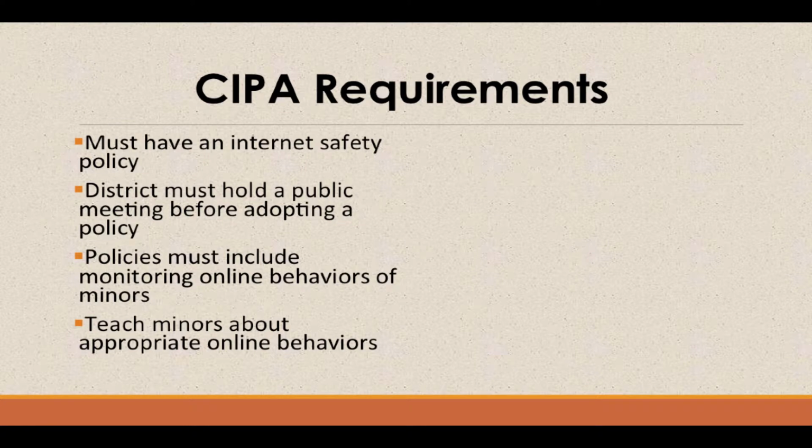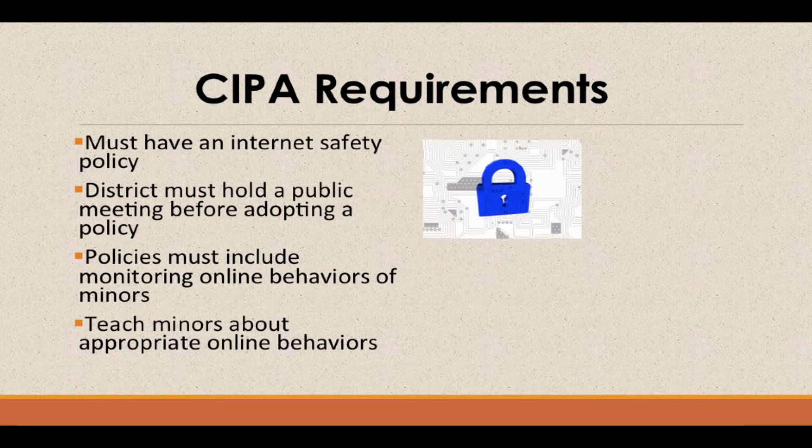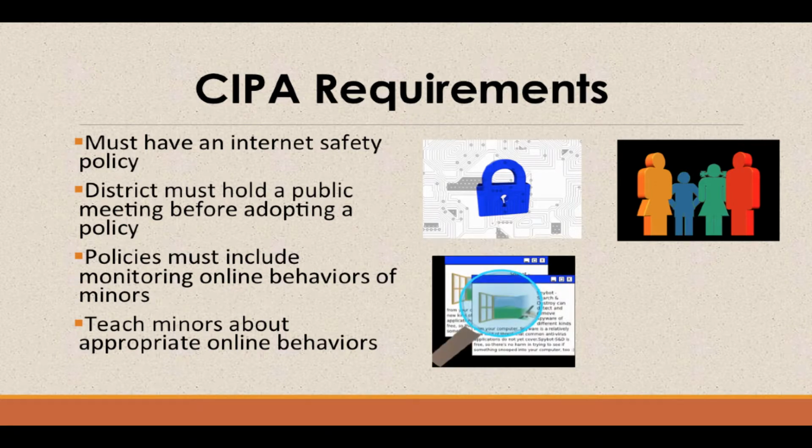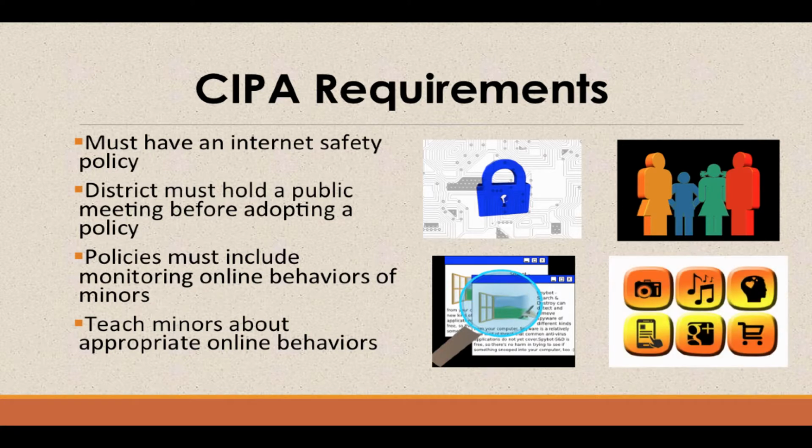The Children's Internet Protection Act requires that schools and libraries must have an internet safety policy that blocks or filters access to pictures that are obscene or harmful to minors. Also, school districts must hold public meetings before adopting any policy. Next, those policies must include monitoring online behaviors of minors. And finally, schools subject to CIPA requirements must teach minors about appropriate online behaviors.